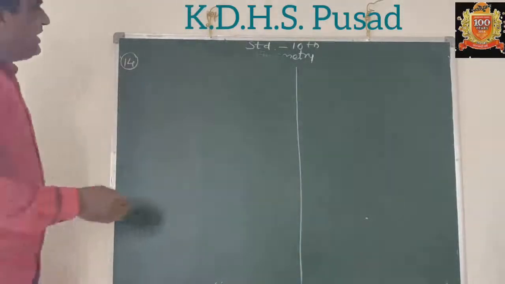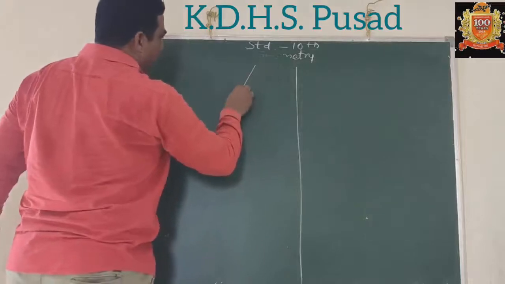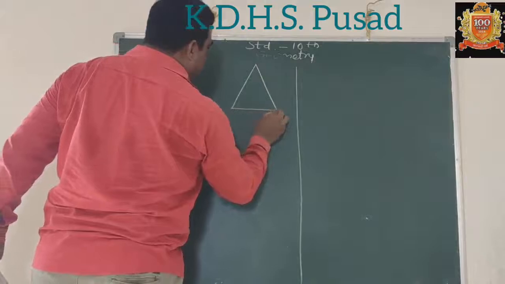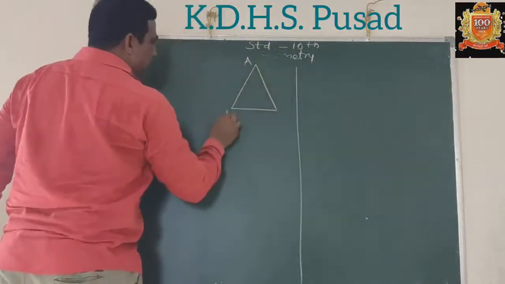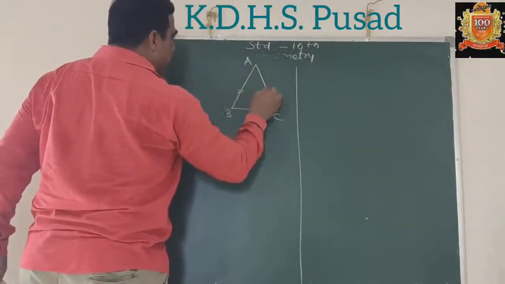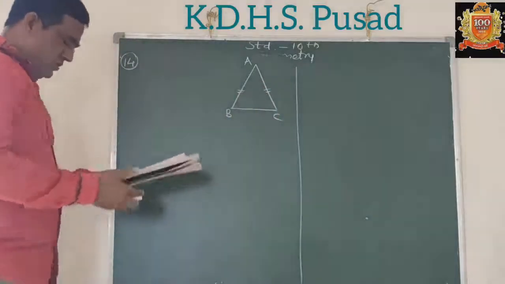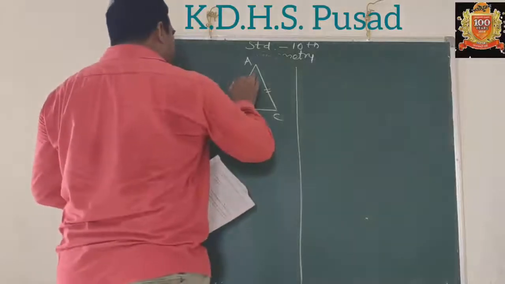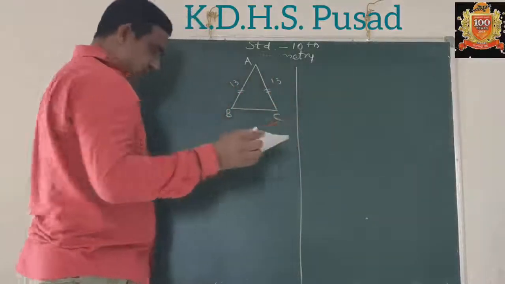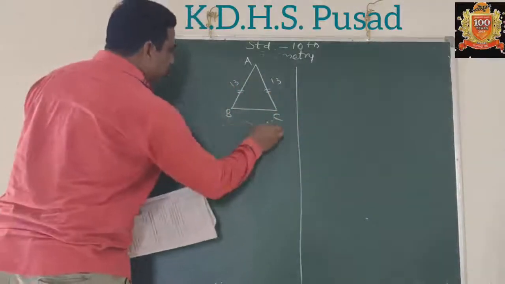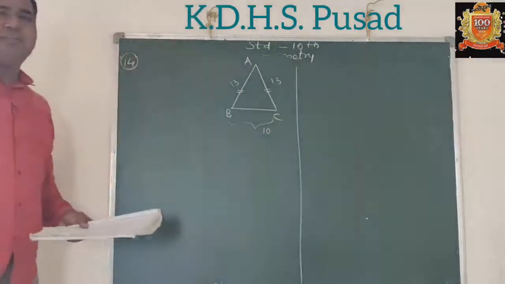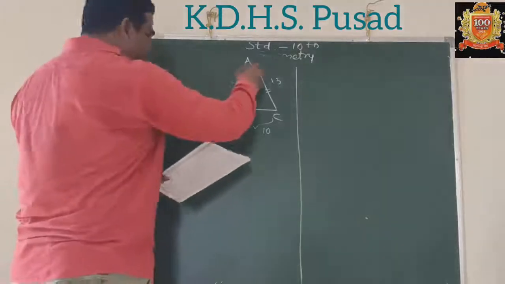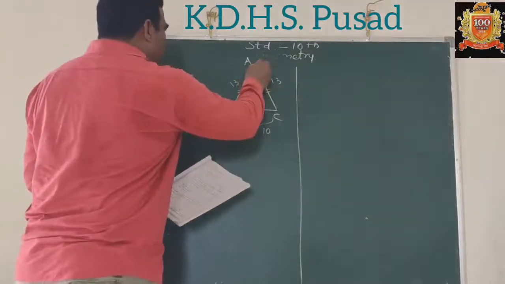In an isosceles triangle, so here for convenience I will draw the diagram directly. In triangle ABC, these two sides are equal. Let the length of the congruent side be 13, and its base is 10. Find the distance between the vertex opposite to the base and the base. We want to find out this distance.